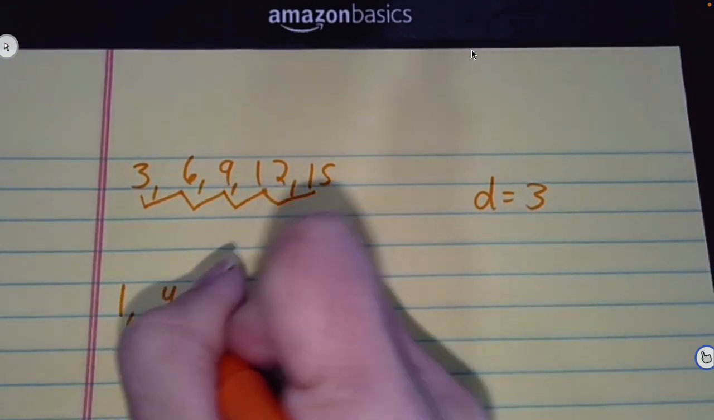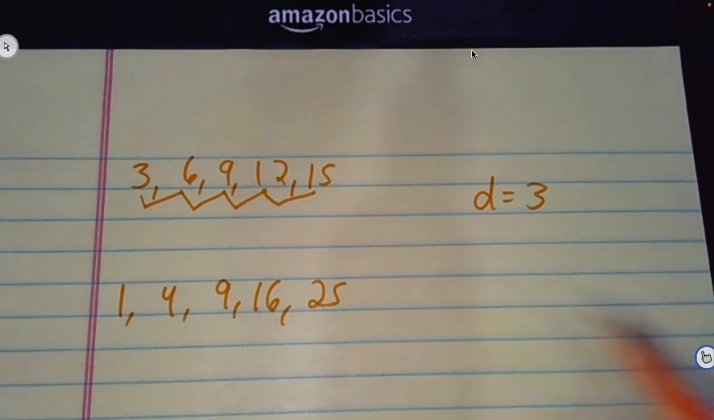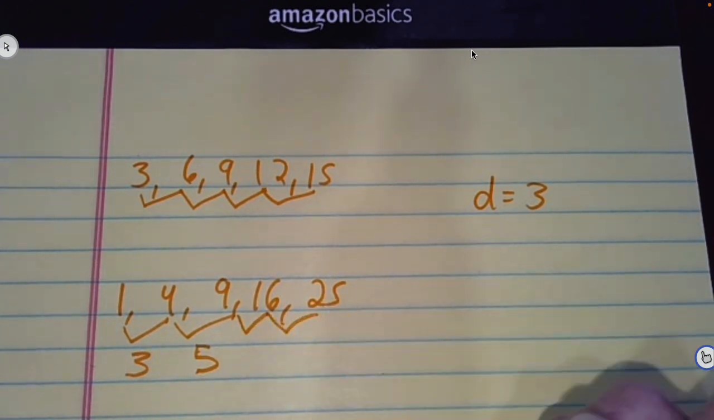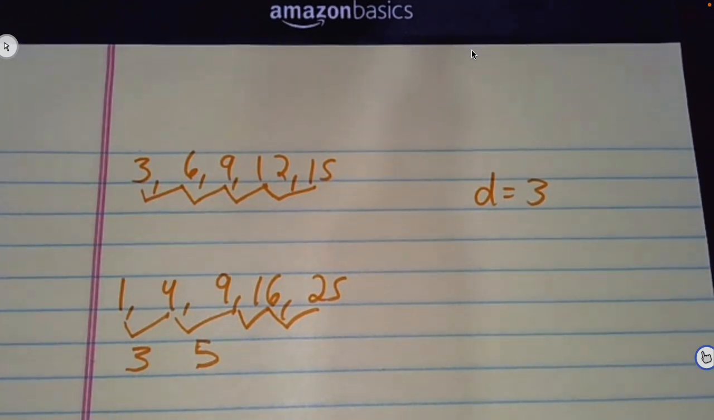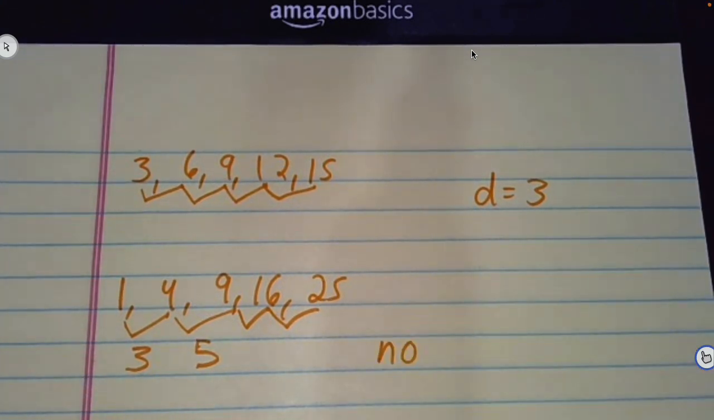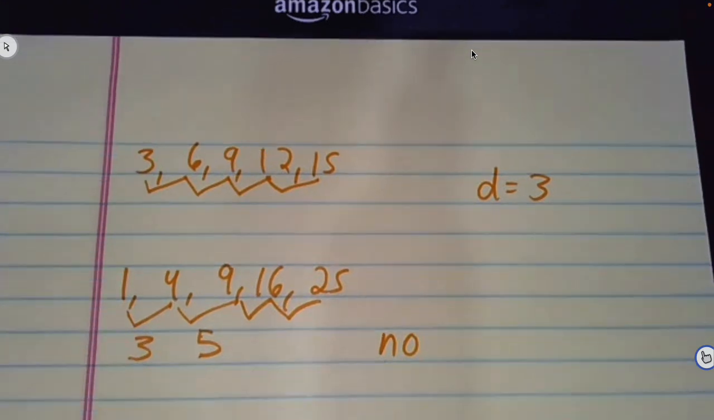Is this one an arithmetic sequence? What am I adding here? 3. What am I adding here? 5. Am I adding the same thing every time? You're adding 2, like plus. Yes, but it's not arithmetic, because arithmetic means that I need to add the same thing every time. And I can use those formulas, we'll get to them in a second, as long as I have a common difference every time. It has to be the same difference. So you would just say there is no common difference. It's not arithmetic.